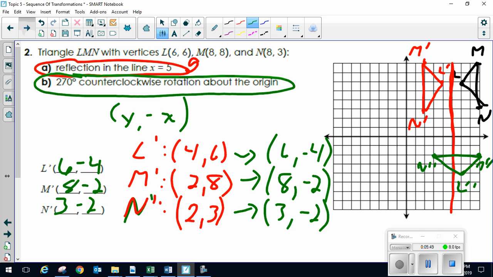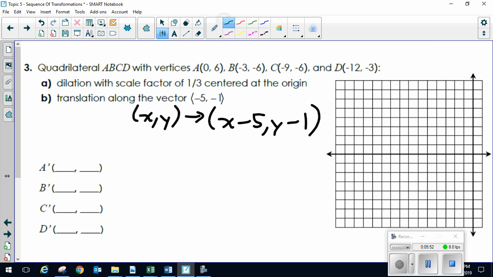All right, so number 3. So again, number 3, you got 0, 6, so it's a little weird. 1, 2, 3, 4, 5, 6. The graph's a little off. I did that on purpose, so just follow along. B is at negative 3, negative 6. C is at negative 9, negative 6. And D is at negative 12, negative 3. Okay, so here is the figure. It looks kind of funny, but there's the figure.